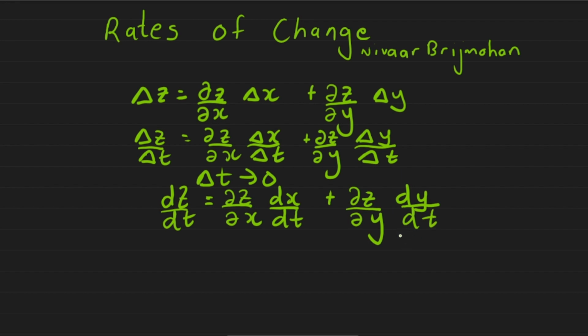What does this equation mean? What this equation means is that if I have some variable z, which is a function of x and y, and if I want to understand how this variable changes with time, well, I would say that it's equal to the rate of change of z with respect to x multiplied by how x changes with time, plus the rate of change of z with respect to y multiplied by how y changes with time.